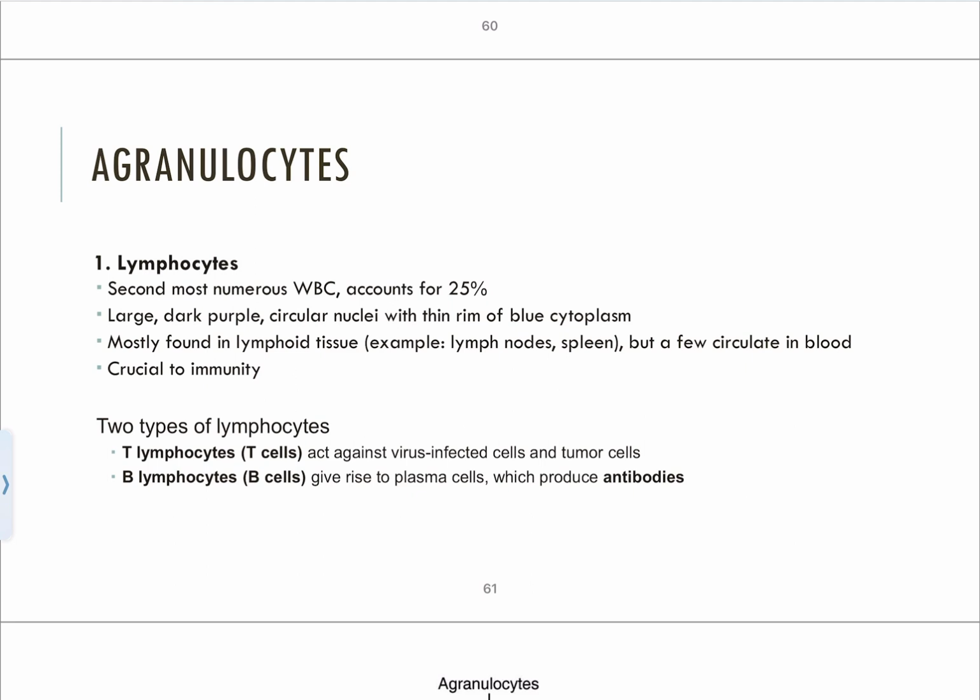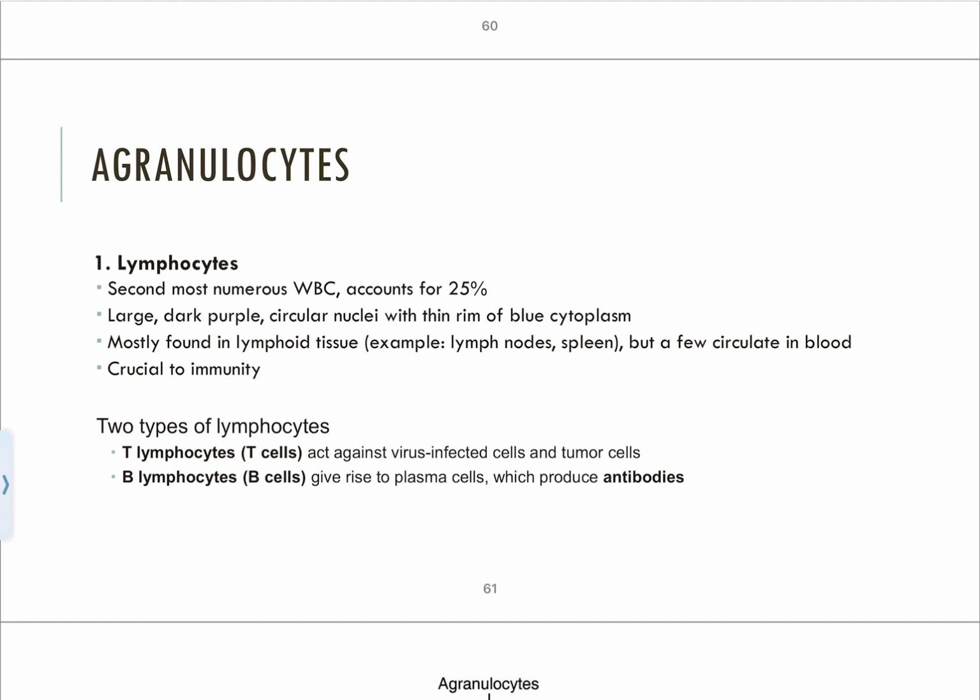When we talk about lymphocytes, we'll talk about this later in the next chapter. We have two types of lymphocytes. We have T lymphocytes, which we also refer to as T cells, whose basic function in the immune response is to really act against virus-infected cells and tumor cells.